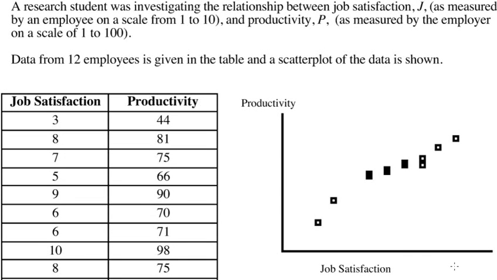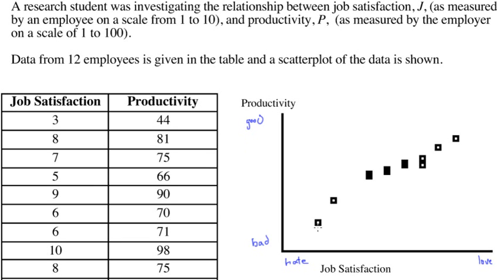A research student was investigating the relationship between job satisfaction and productivity. Data from 12 employees is given on the table and a scatter plot of the data is shown. Okay, so we have you hate your job up to you love your job, and then this is you're a bad worker and you're a good worker.